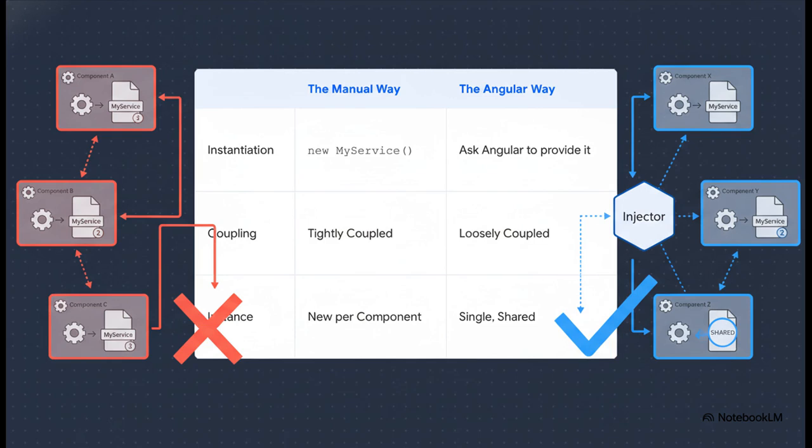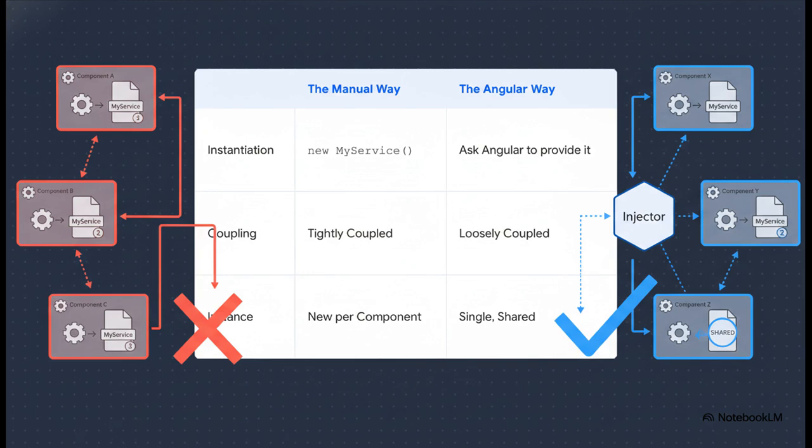But that is a trap, a huge trap. When you do that, you are tightly coupling that component to that specific service class. And even worse, you're creating a brand new, separate instance of the service for each component. We're right back where we started with multiple copies. The Angular way is totally different.